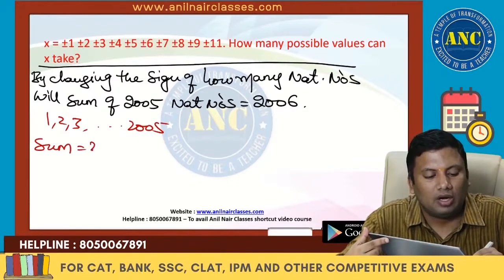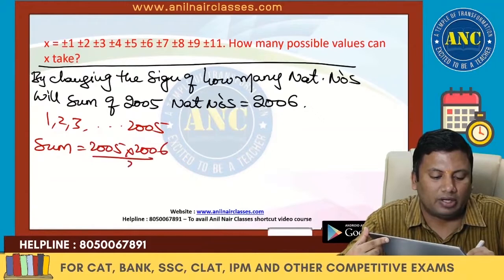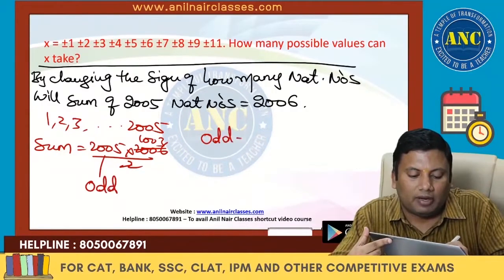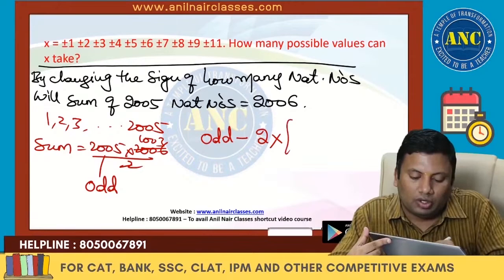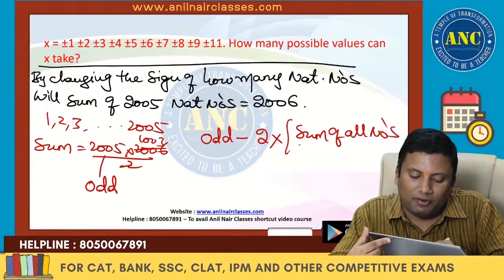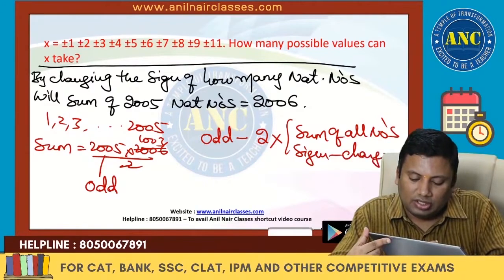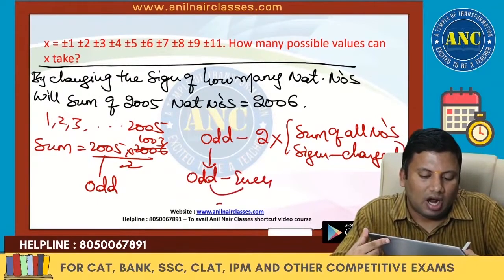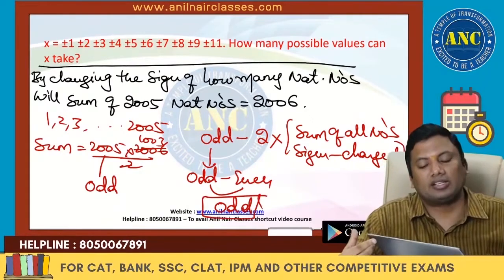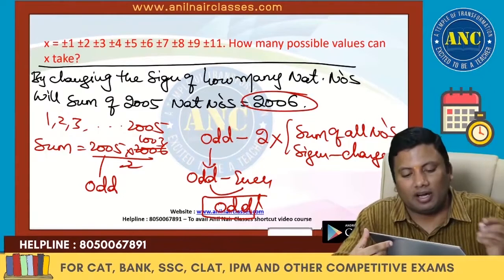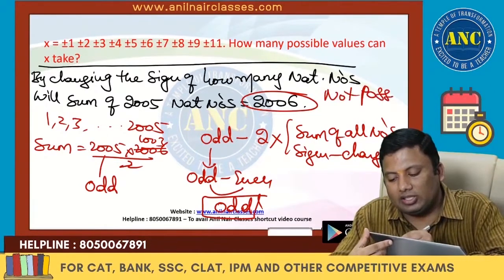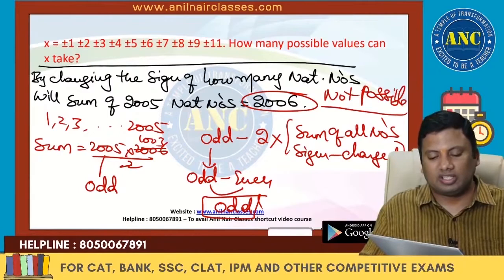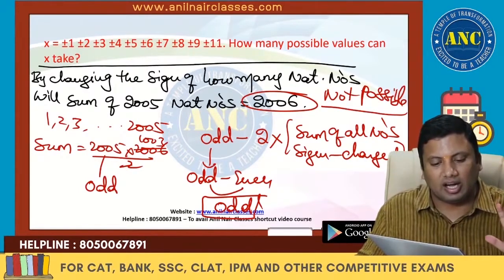Sum is nothing but 2005 into 2006 by 2, which is 2005 into 1003. Odd into odd is odd. So the answer is an odd number minus, if the sign is changed, 2 into the sum of all the numbers whose signs are changed. This is odd, 2 into any number is even, and odd minus even is odd. I will only get an odd answer, but the question is asking for even. So it is not possible. In any case, you will not get the sum as 2006. I hope the idea is crystal clear to you.